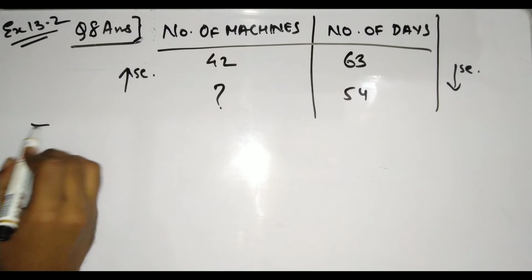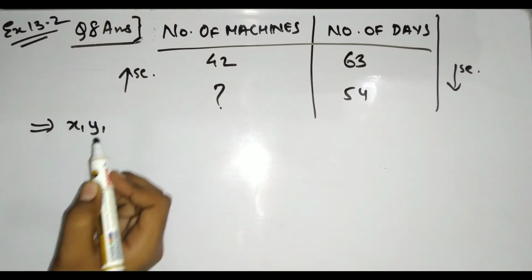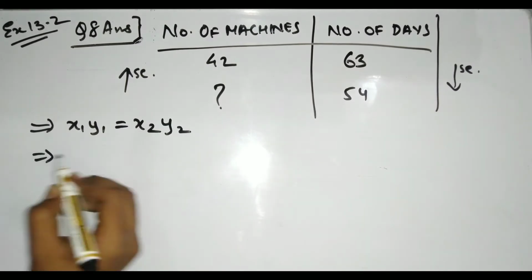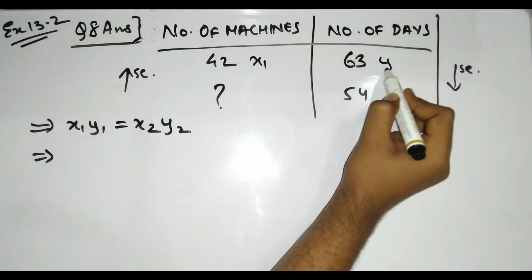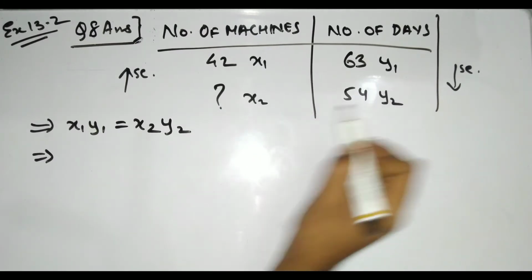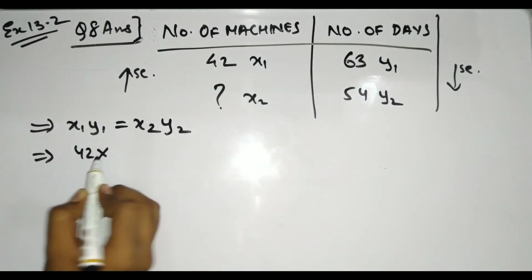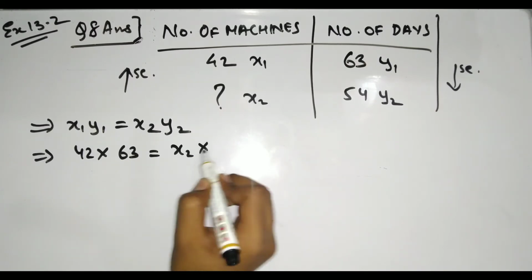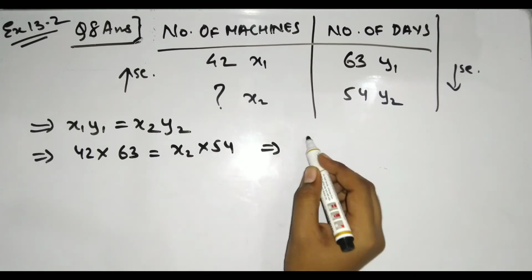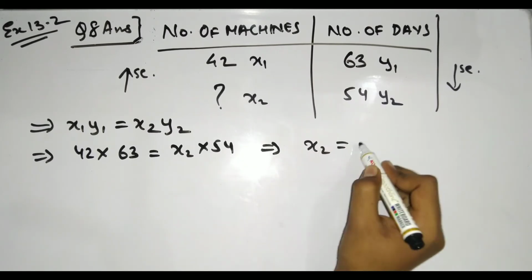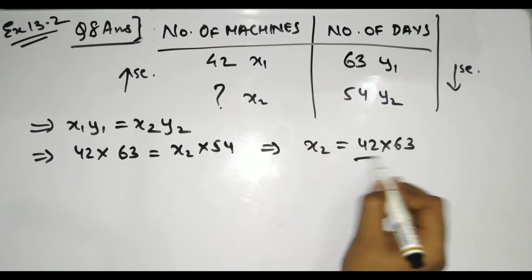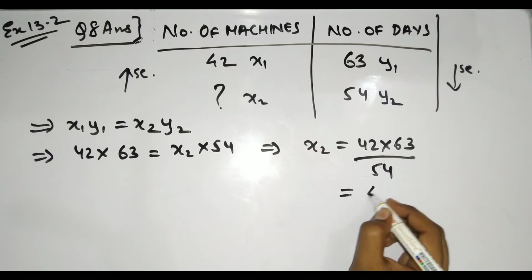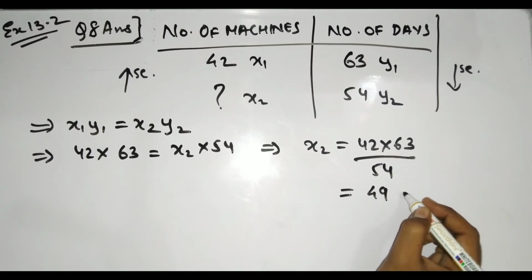That is the logic. Now it is inverse proportion, so x1 y1 is equal to x2 y2. This is x1, this is y1, this is x2, this is y2. So 42 into 63 equals x2 into 54. That implies x2 is equal to 42 into 63 divided by 54. So I'll get the answer as 49, which is nothing but the number of machines.